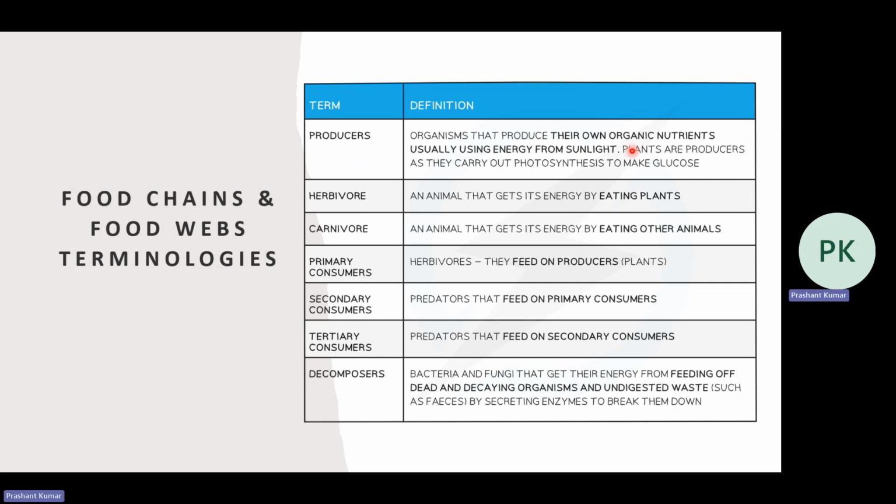Plants produce simpler food molecules, such as glucose, because of photosynthesis. Herbivores are the animals which eat plants. Like we are herbivores, we eat plants. We can eat animals also, so we can also be carnivores. So we categorize them differently as omnivores, where the organism eats both plants and animals. Second, carnivores, which eat only animals.